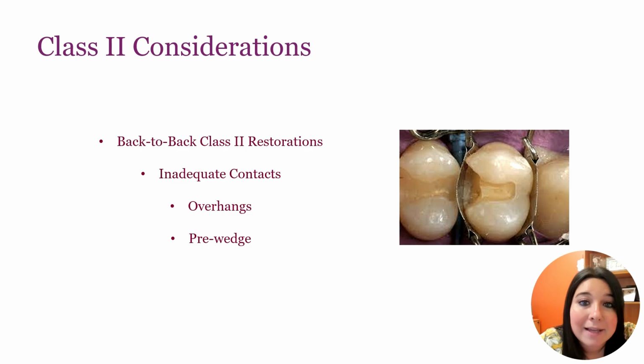If there's overhangs, make sure that you are preventing overhangs by choosing the correct band size and the correct wedge size, so that way when you pack the composite into the box, it is not squeezing out through the matrix. This will help you prevent overhangs. And then lastly, pre-wedging. If you're having trouble getting the matrix band around the tooth, it sometimes is helpful to pre-wedge. That way when you place the band, there's more room since the wedge is already creating that space for you. Once you get the band in, you can remove the pre-wedge and then place it back in to ensure that the band is properly wedged.